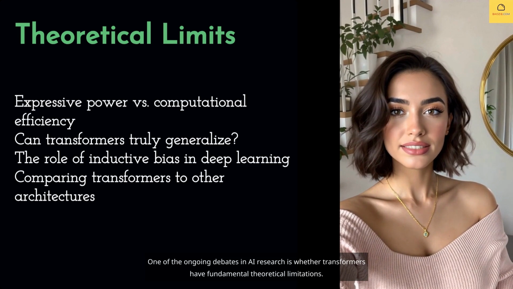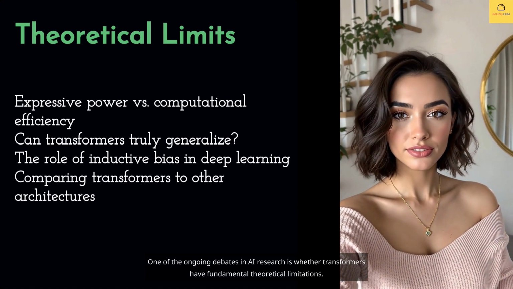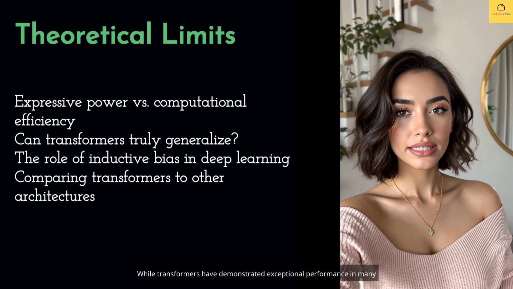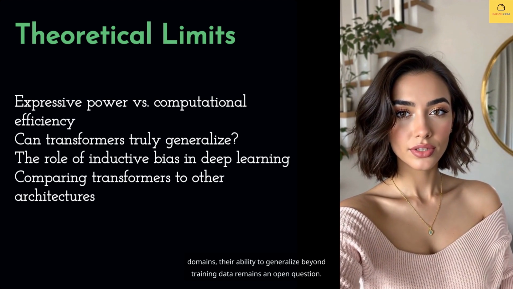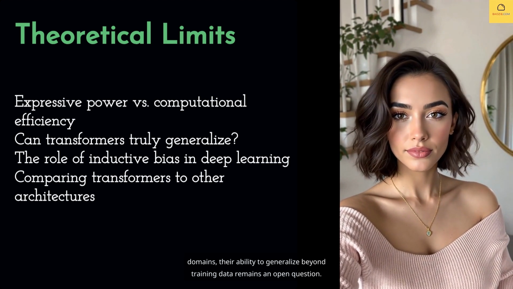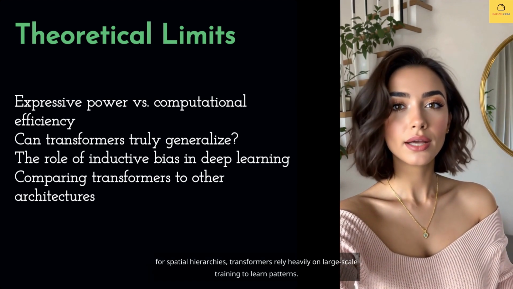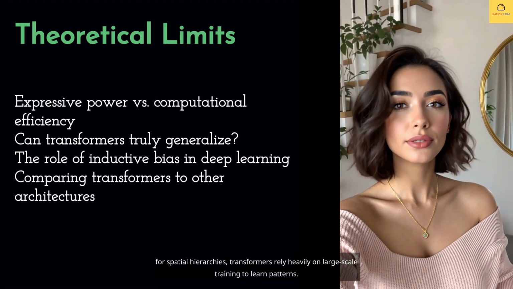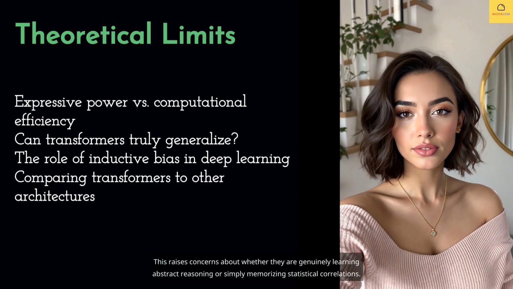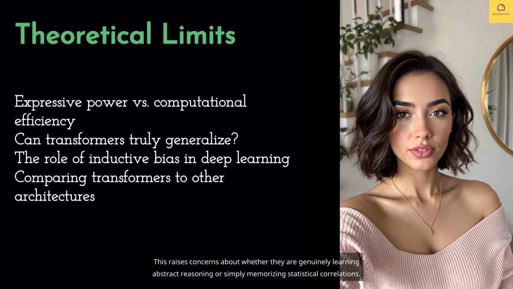One of the ongoing debates in AI research is whether transformers have fundamental theoretical limitations. While transformers have demonstrated exceptional performance in many domains, their ability to generalize beyond training data remains an open question. Unlike convolutional networks, which have built-in inductive biases for spatial hierarchies, transformers rely heavily on large-scale training to learn patterns. This raises concerns about whether they are genuinely learning abstract reasoning or simply memorizing statistical correlations.